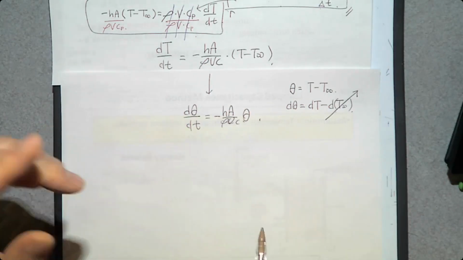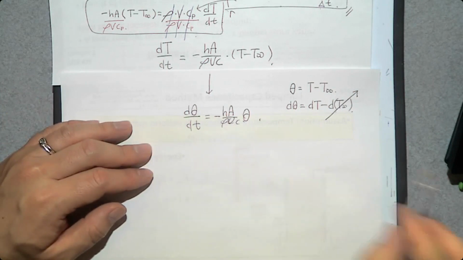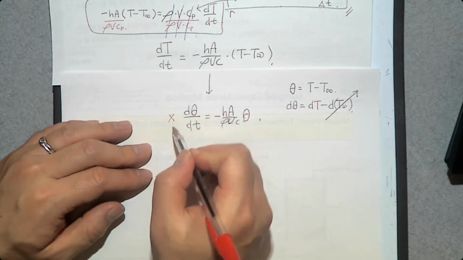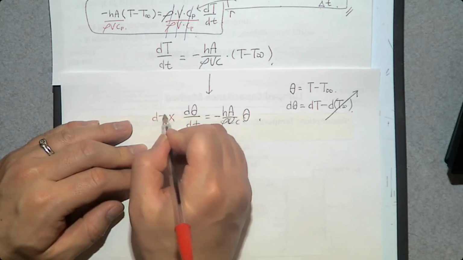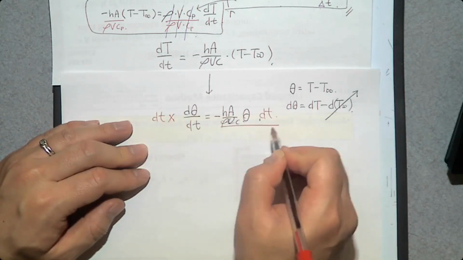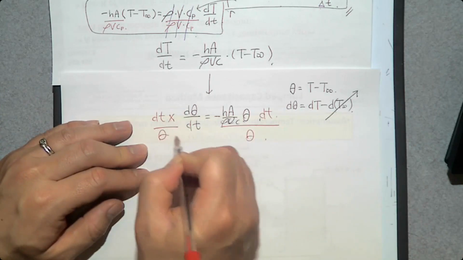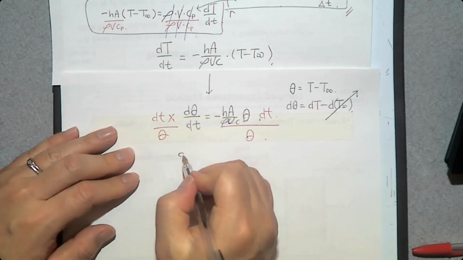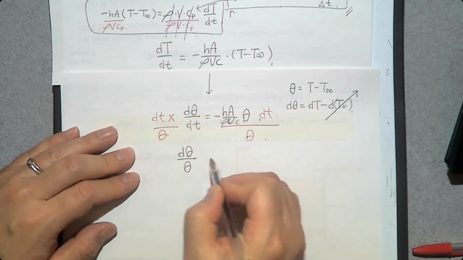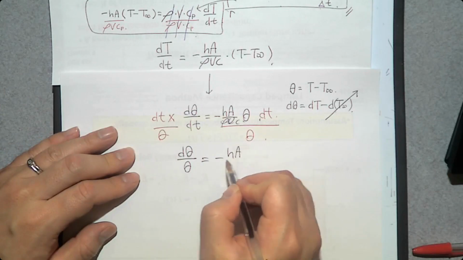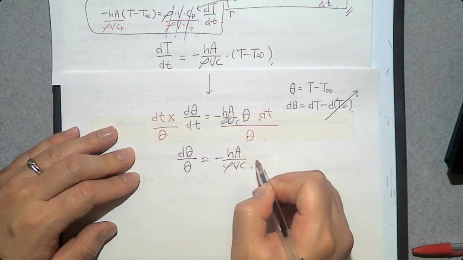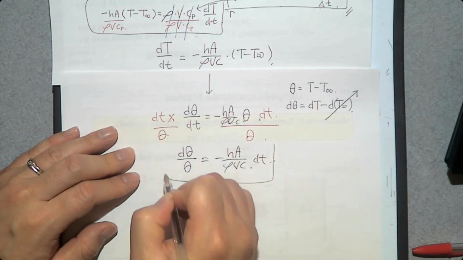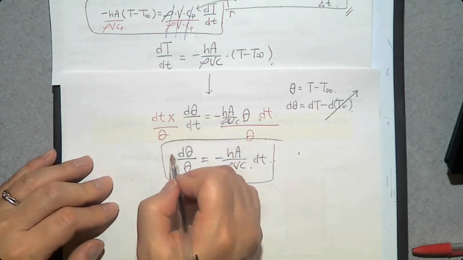theta. Then multiply each side by dt, and divide by theta. Then what do you get? d theta over theta is going to be minus hA over rho V c_p dt. Then can you solve this equation? Yes, you can integrate that.